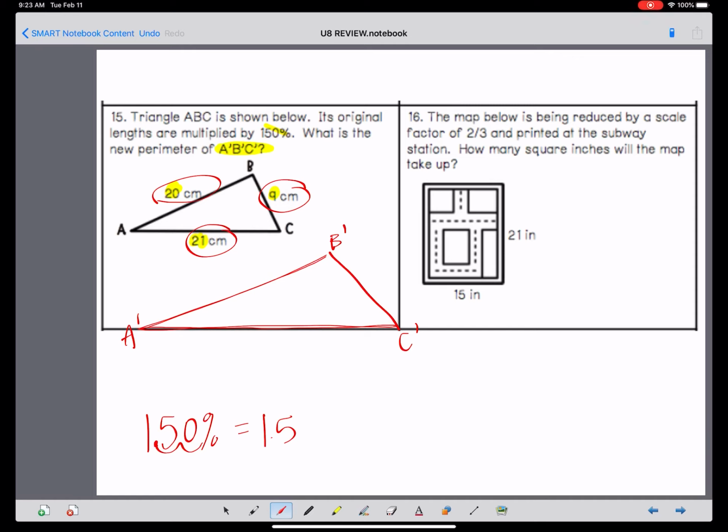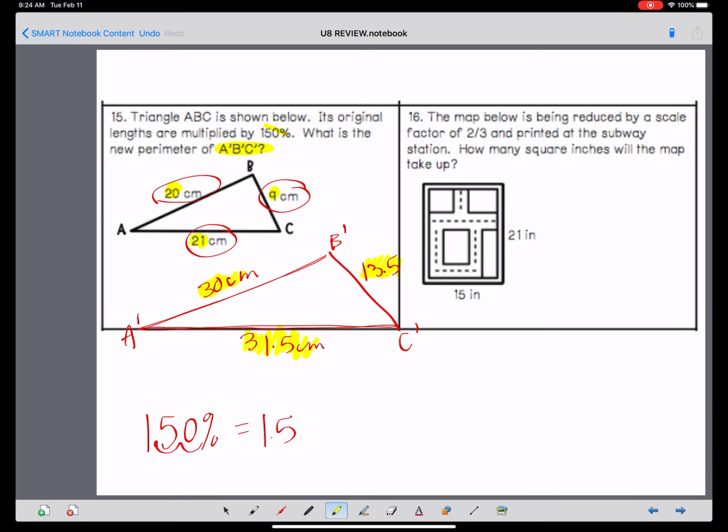Follow along with me on your calculator. 20 times 1.5 equals 30 centimeters. 21 times 1.5 equals 31.5 centimeters. And 9 times 1.5 equals 13.5 centimeters. So now all of our new side lengths over here are 150% of the lengths that there were before.